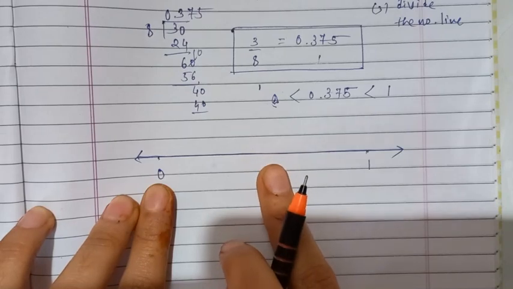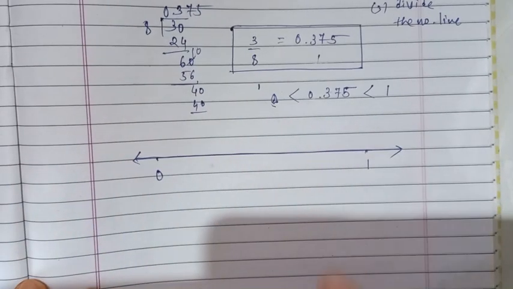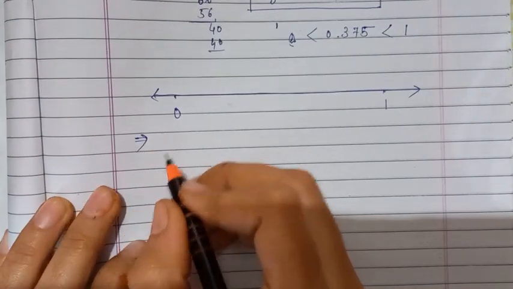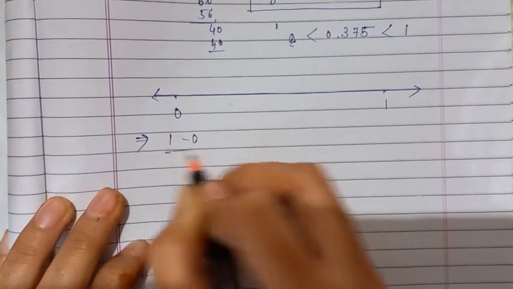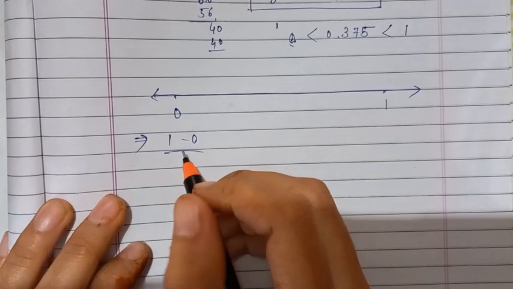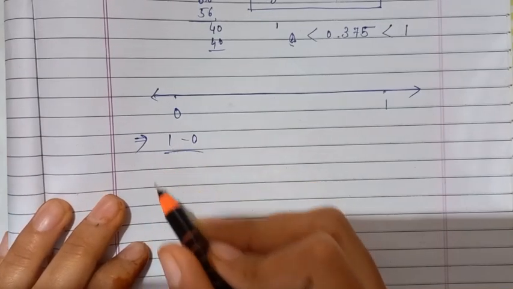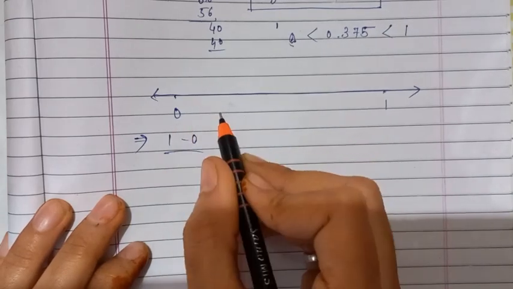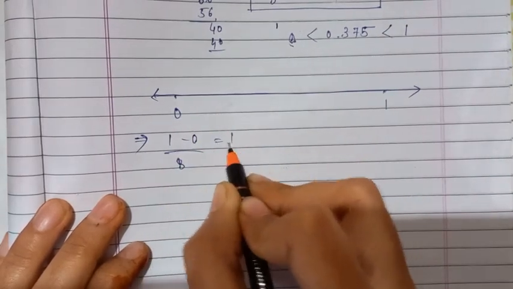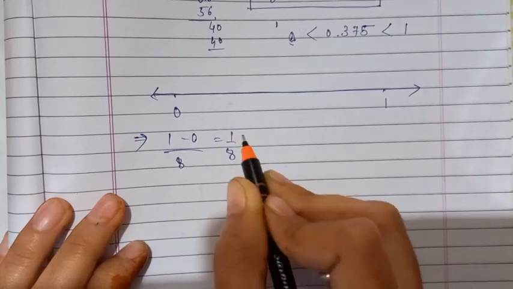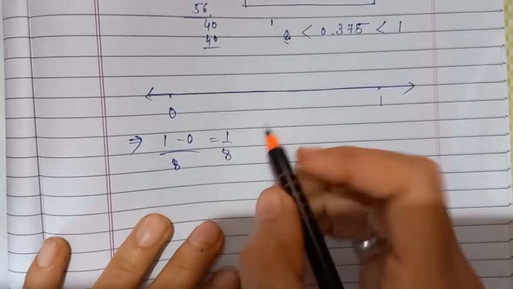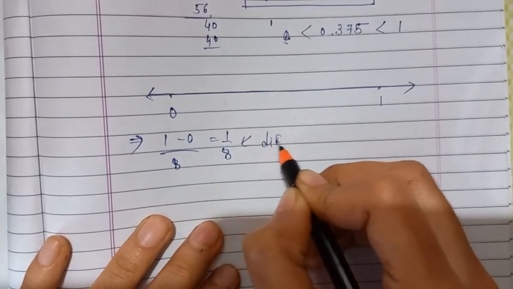So how can we divide? What we do is 1 minus 0, and we want to get the 8th part. So we can start after 0. So this is 8. So 1 by 8. So the first number after 0 is 1 by 8, and this is our difference.